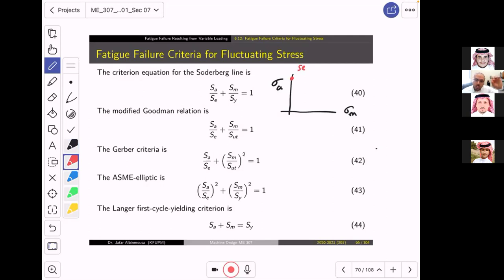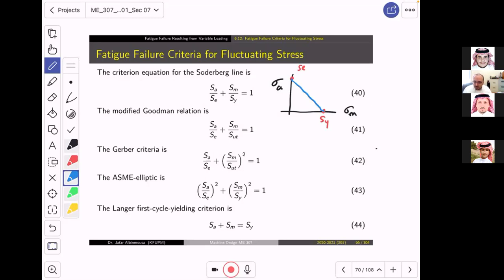Okay, what is the x? Söderberg said, what is the x, which is the mean? He said, look, the mean stress when it goes up, before you start cycling, you should not go beyond the yield, SY. Then what did he say? He said between SE and SY is a straight line. This is called the Söderberg line.